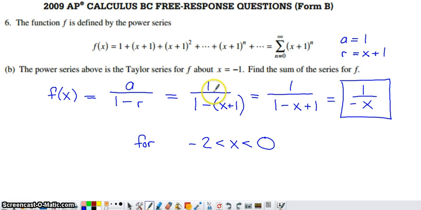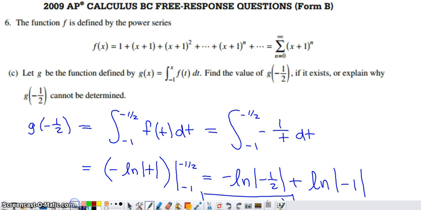And what is a over 1 minus r in this case? Well, 1 over 1 minus r. Be careful with that set of grouping symbols. That's something that, if overlooked, can get you the wrong value or the wrong function that this series converges to. So when you distribute that negative in, the function f is going to be 1 over negative x. Now, that does only hold for the x values between negative 2 and 0. It only holds for the interval of convergence of this power series. But this series converges to this function, or has this function as its sum, when x ranges between these two values.